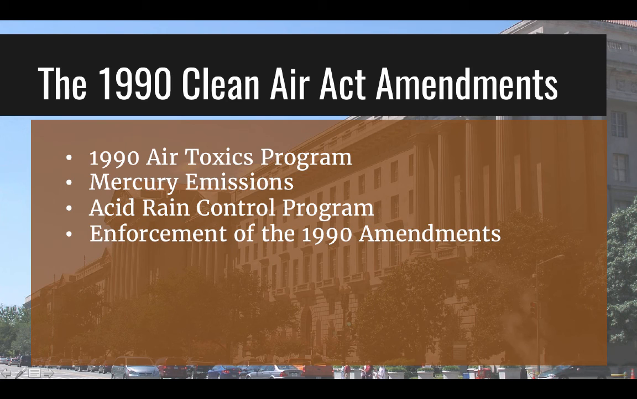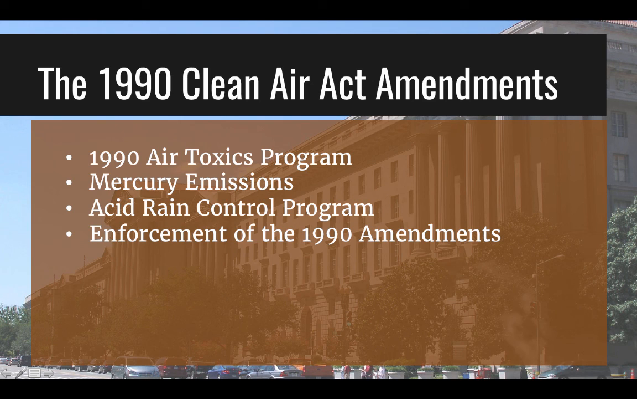One category of toxic sources is major sources. They can or do emit 10 tons per year of one toxic air pollutant or 25 tons of combined toxics. Major sources must use maximum achievable control technology, MACT, rather than meeting emissions limits. MACT is met by the best emissions controls that a facility in the same category or subcategory uses.